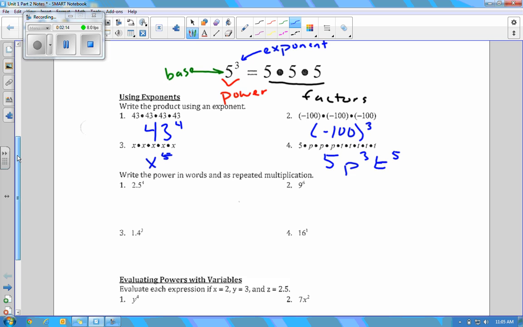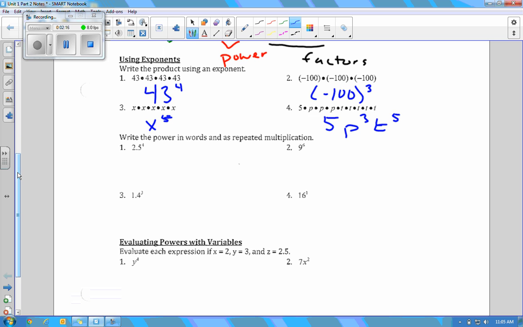Now if you look at the next part, we're going to take the power and we're going to write it in words and as repeated multiplication. Okay? So the first thing, and when I say write it in words, we're not going to really use words for all of it. So the first one would be 2.5, our base, and then we say it's to the 4th power. So that's how we're going to write it in words. 2.5 to the 4th power. Then to write it as repeated multiplication, that means we're going to do 2.5 times 2.5 times 2.5 times 2.5.